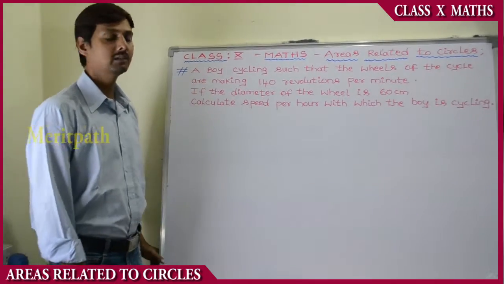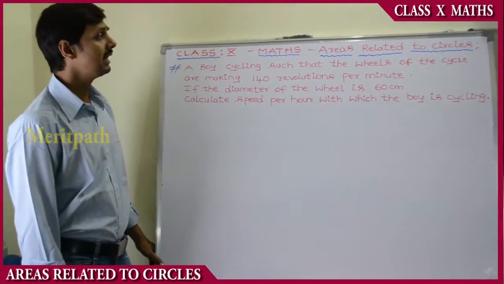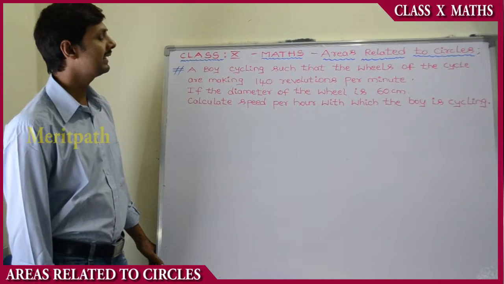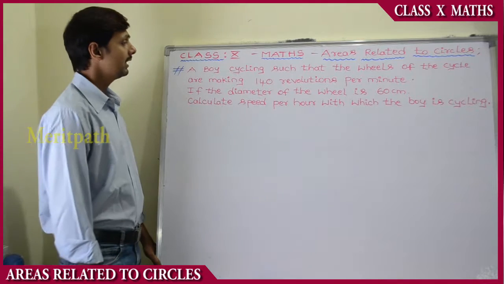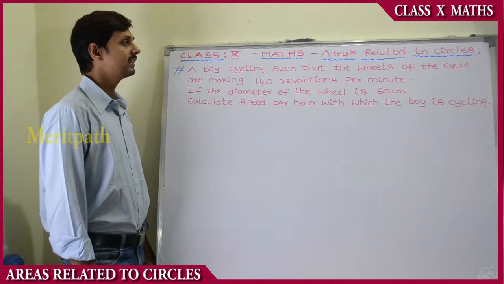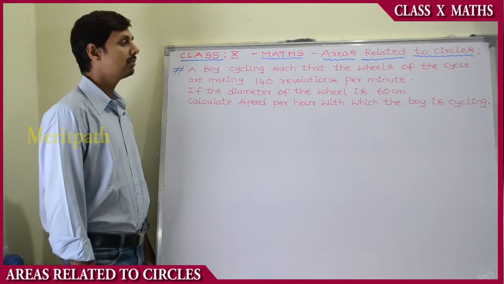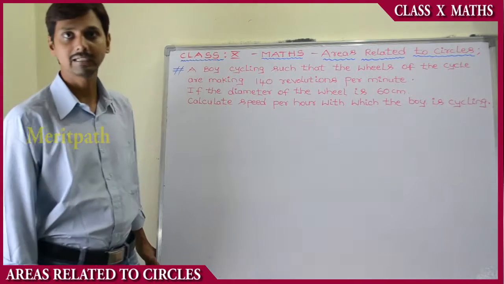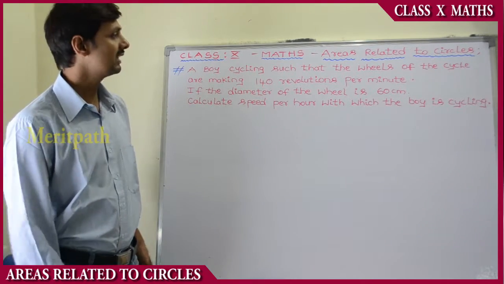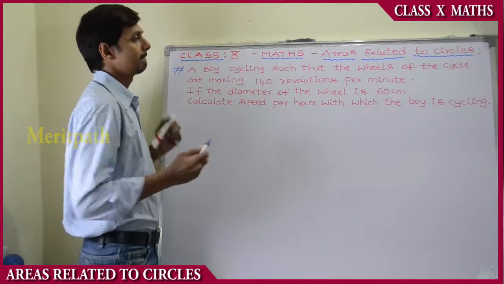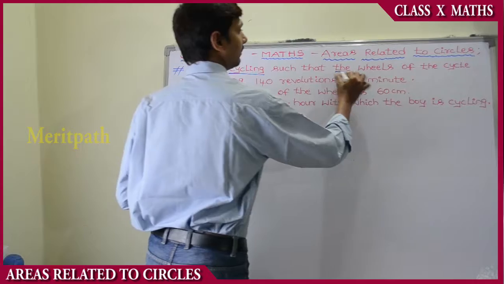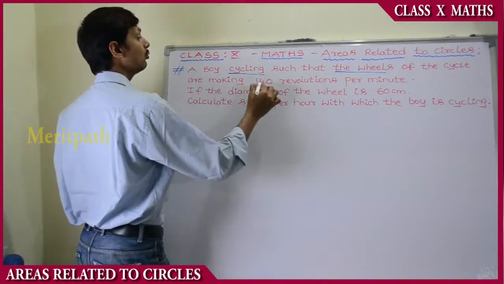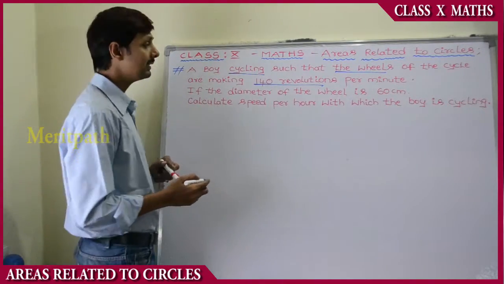Take one of the examples. A boy cycling says that the wheels of the cycle are making 140 revolutions per minute. If the diameter of the wheel is 60 centimeters, calculate the speed per hour with which the boy is cycling. So the boy is cycling, and the wheels of the cycle are making 140 revolutions per minute.